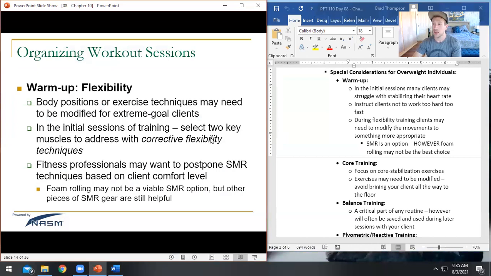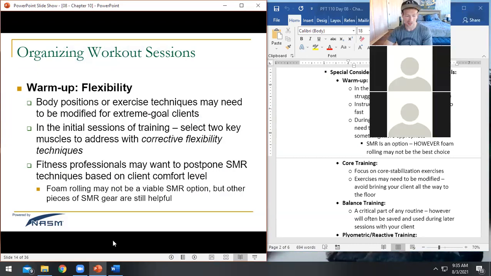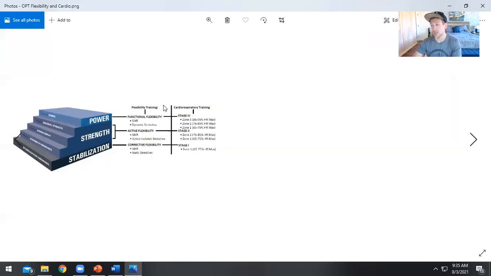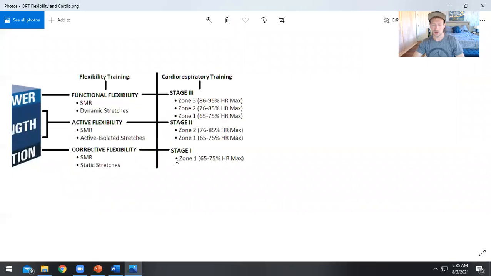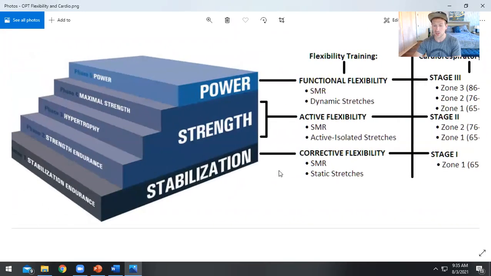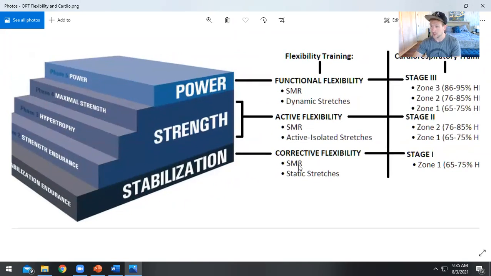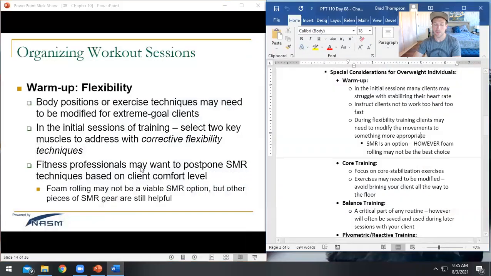You guys might remember corrective flexibility is what we do with our clients who are in level 1, because this is a brand new client. So brand new client, we are starting them in stabilization. So we're focusing on corrective flexibility. So the things I'll be allowed to choose are foam rolling techniques and static stretch techniques. I'm not going to do active stretches. I'm not going to do dynamic stretches. This is a beginner client, right?